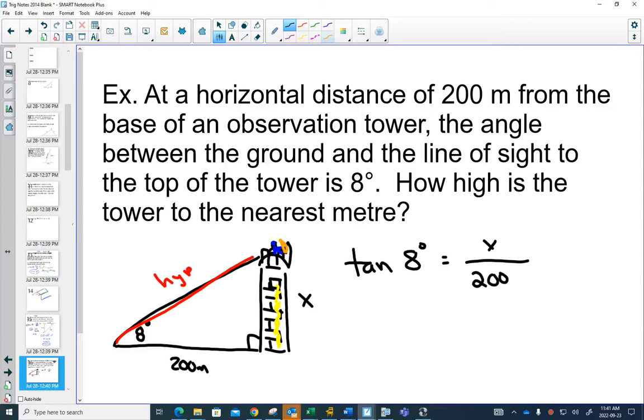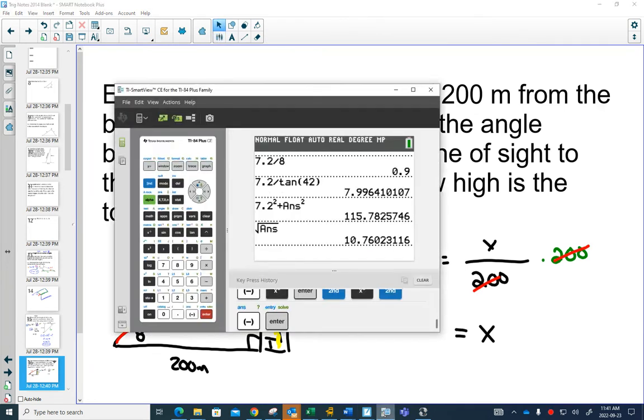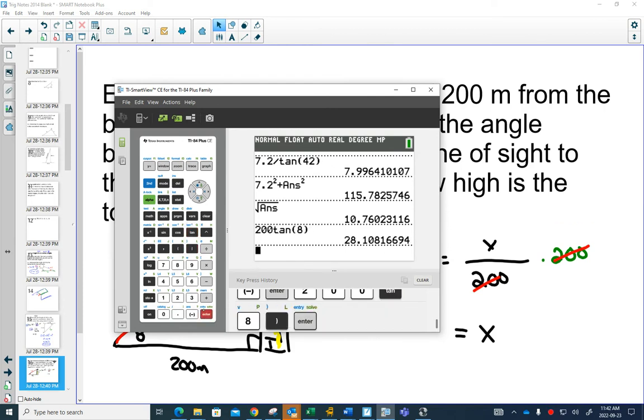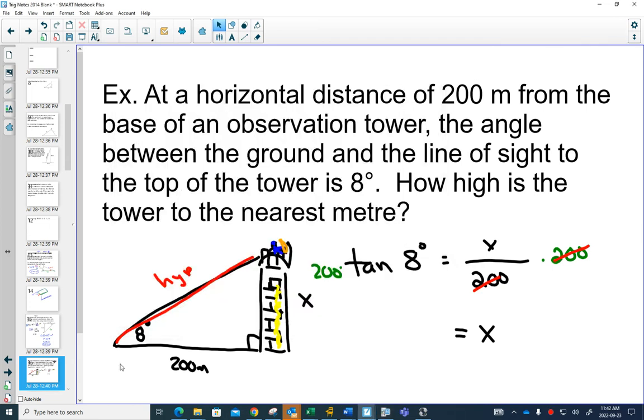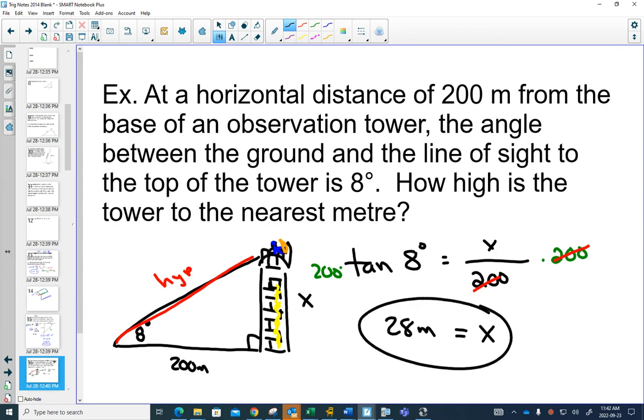So you would multiply both sides by 200. That would cancel out the 200s, giving your X, which we wanted all by itself. Your calculator has tan of 8 memorized. So we can just go 200 times tan of 8, 28.11 to the nearest meter. 28 meters. Starting to come? Okay?